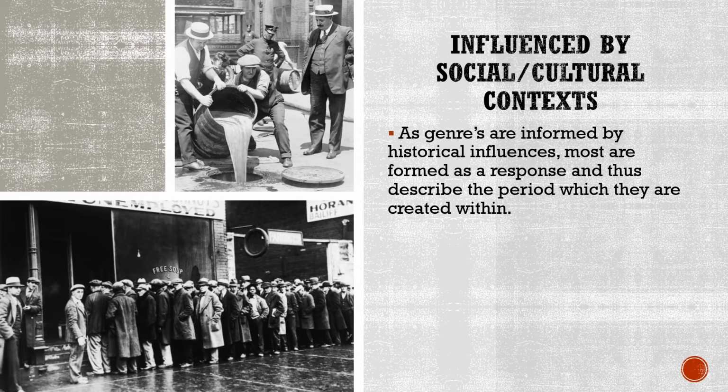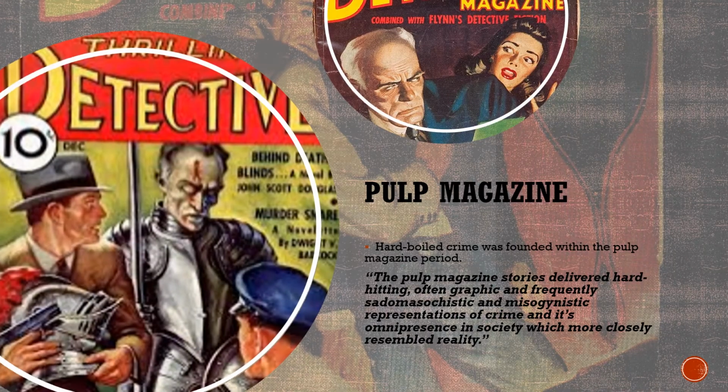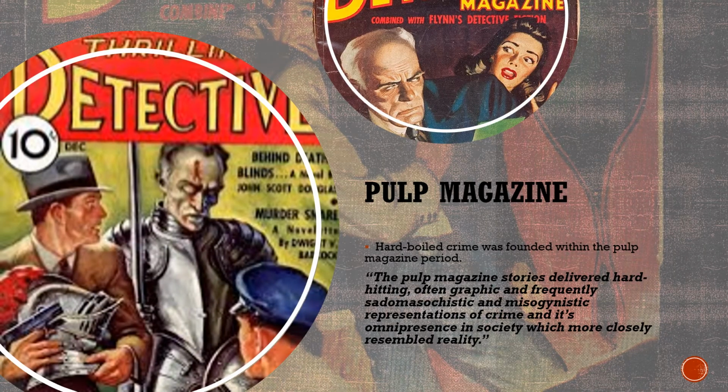Hardboiled crime as a genre was formed within the period of the Great Depression and the Prohibition within the 1920s to 1930s within America. The genre was founded within pulp magazines that were marketed primarily to men. It is during these times that corruption and crime ran rampant. Thus, the genre was formed as a response to the period.